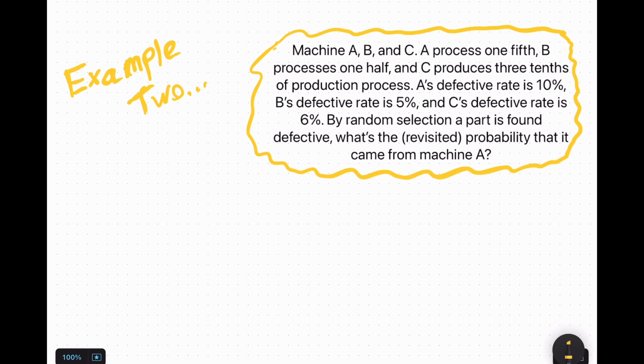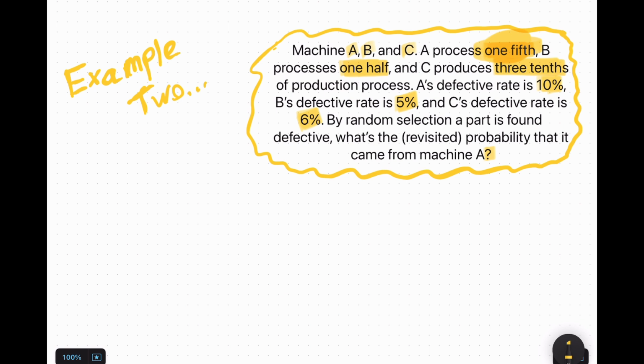So we have 3 machines: machine A, B, and C. Machine A produces 1/5 of some total production process, B produces 1/2, and C produces 3/10. We're told that A's defective rate is 10%, B's is 5%, and C's defective rate is 6%. By random selection, a part is found defective. What's the revised probability that it came from machine A?